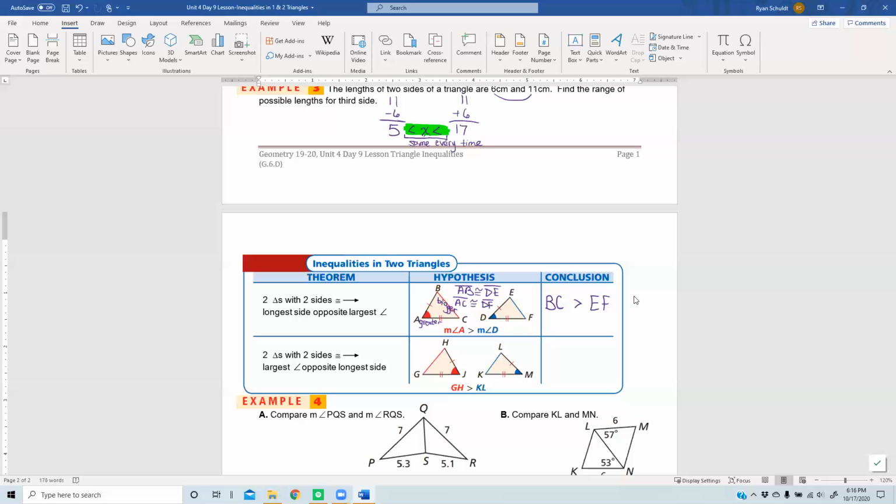We can make a similar argument going the reverse. So if two triangles have congruent sides, then the largest angle is opposite of the longest side. So they tell me, again, I've got two pairs of sides congruent. They tell me GH is longer. I can't spell longer, but they tell me it's longer. So that means the one across from it is my bigger angle. So angle J is greater than angle M.